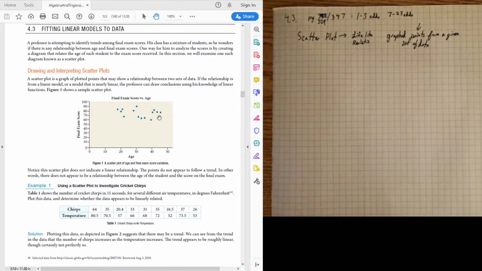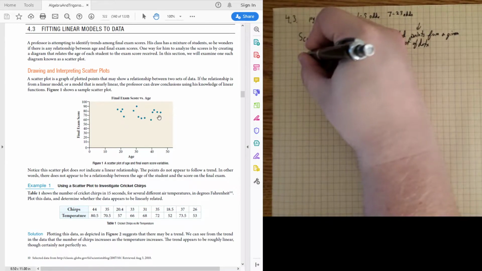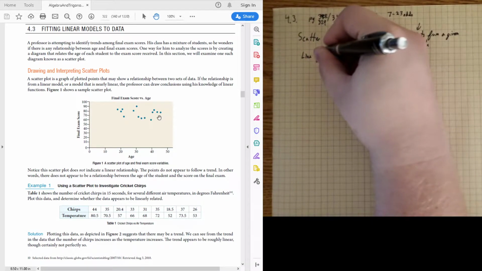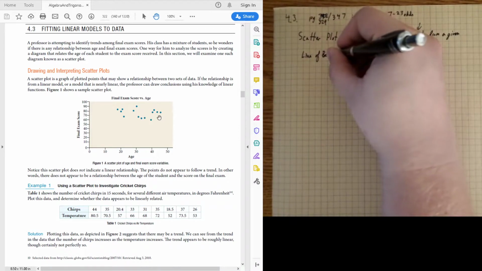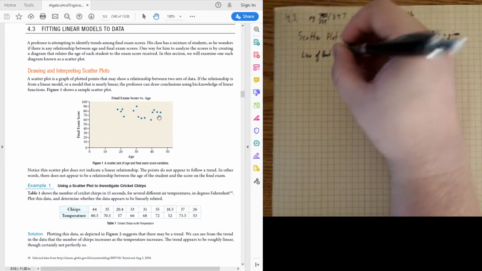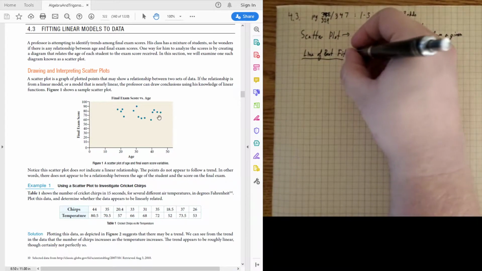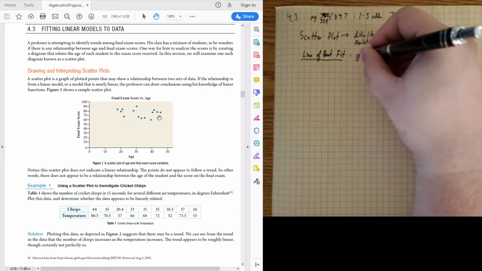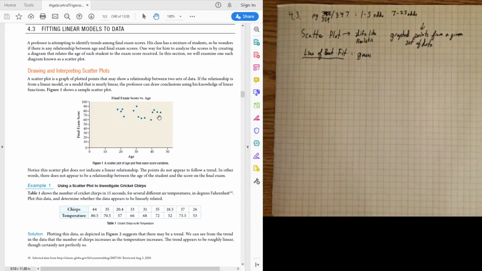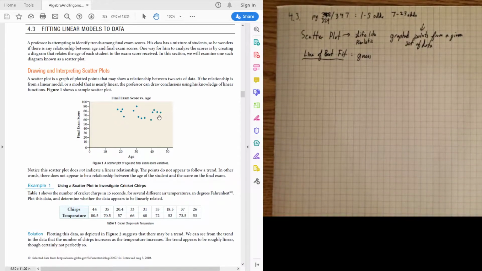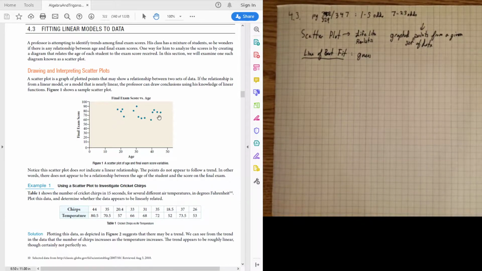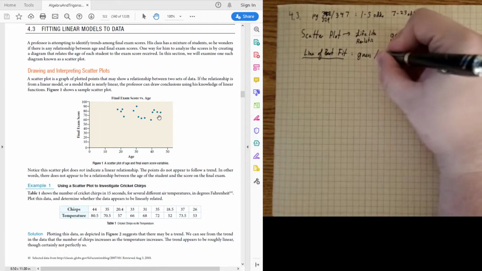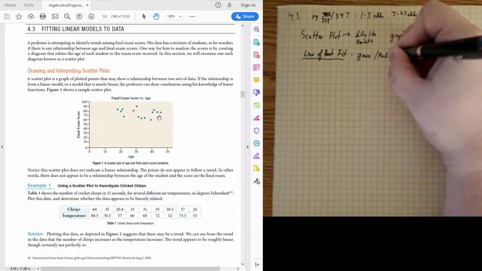And one of these things is called a line of best fit. Now, a line of best fit is by definition a guess. It is an accurate guess, it is a logical guess, but it is a guess. It is meant to be a prediction of how you think this function is behaving.